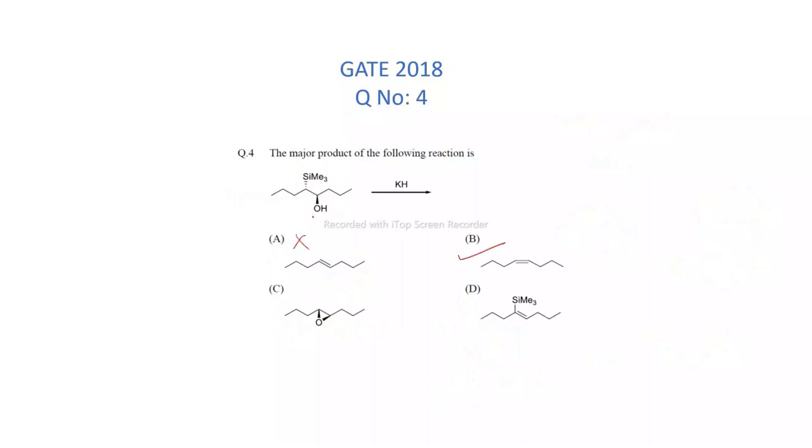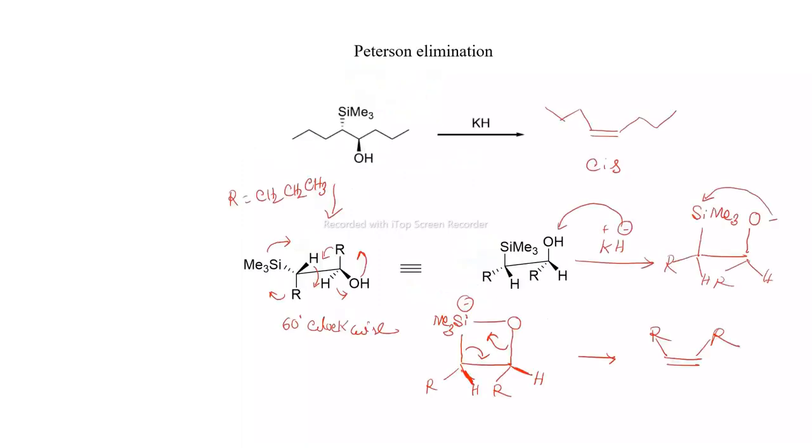This type of epoxide formation is not possible because for that the oxygen would have to attack here and the SiMe3 group would have to leave. But the SiMe3 group is not a good leaving group. That's why option C is also not correct. For option D, this hydrogen should be abstracted and this lone pair would come here and the OH should leave. But OH minus is also not a good leaving group, and this hydrogen is also not acidic in nature. That's why option D is also not correct. So the correct option is option B.